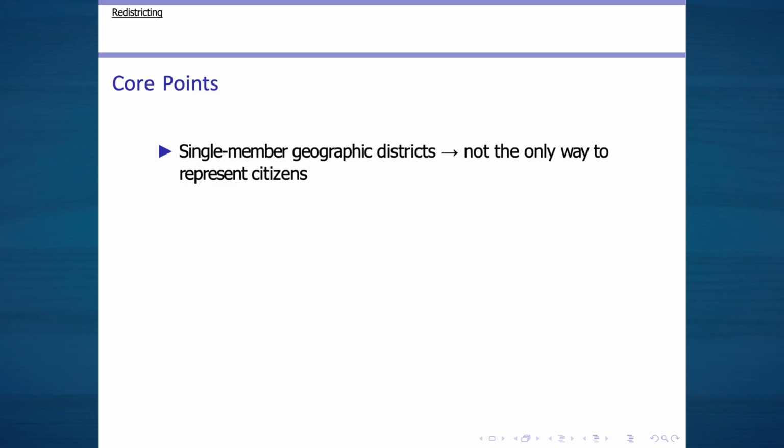So as folks know, single-member districts, which we take for granted in the US, we use them here in Philadelphia, we use them at the state level, we use them in Congress, are not the only way to represent citizens. And I think for many of those of us who've been socialized entirely in the American political system, it may seem unexpected that a variety of other high-functioning democracies use other approaches.